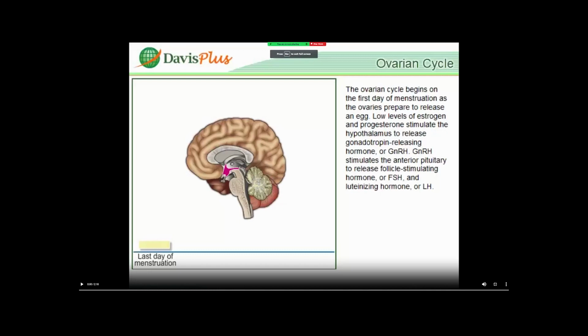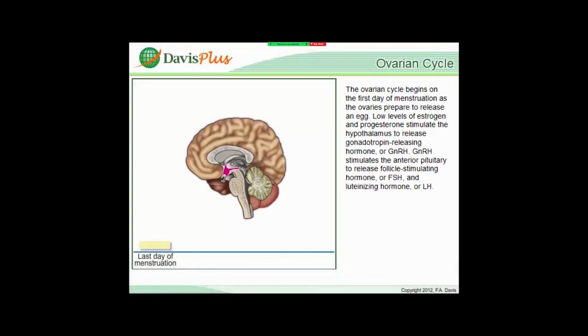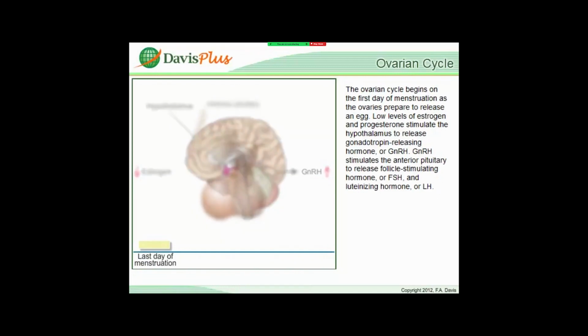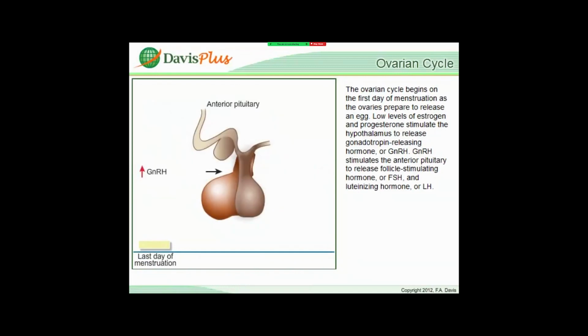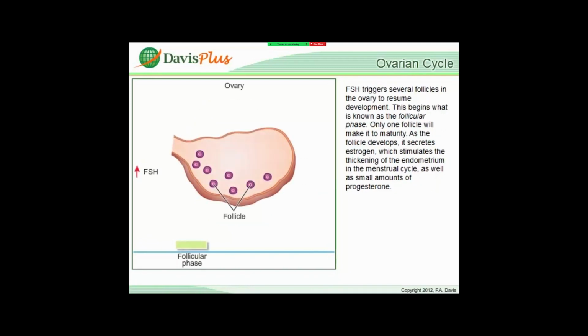The ovarian cycle begins on the first day of menstruation, as the ovaries prepare to release an egg. Low levels of estrogen and progesterone stimulate the hypothalamus to release gonadotropin-releasing hormone, or GnRH. GnRH stimulates the anterior pituitary to release follicle-stimulating hormone, or FSH, and luteinizing hormone, or LH. FSH triggers several follicles in the ovary to resume development. This begins what is known as the follicular phase. Only one follicle will make it to maturity.